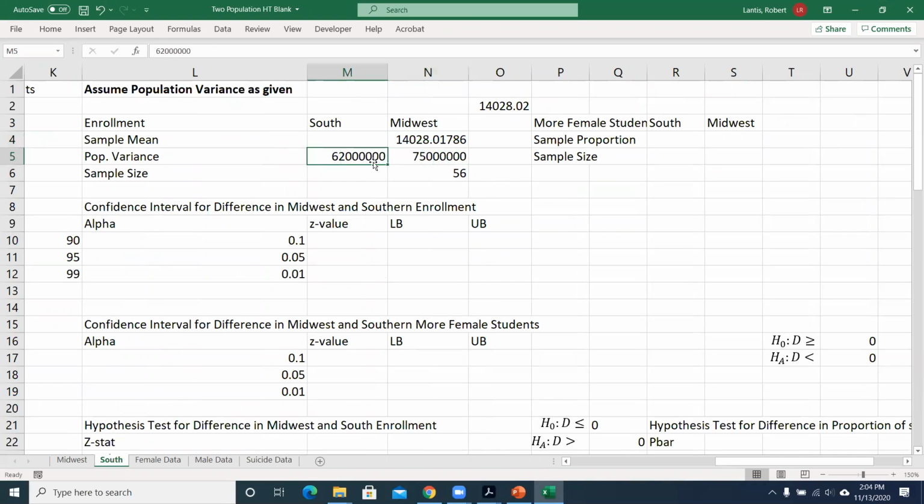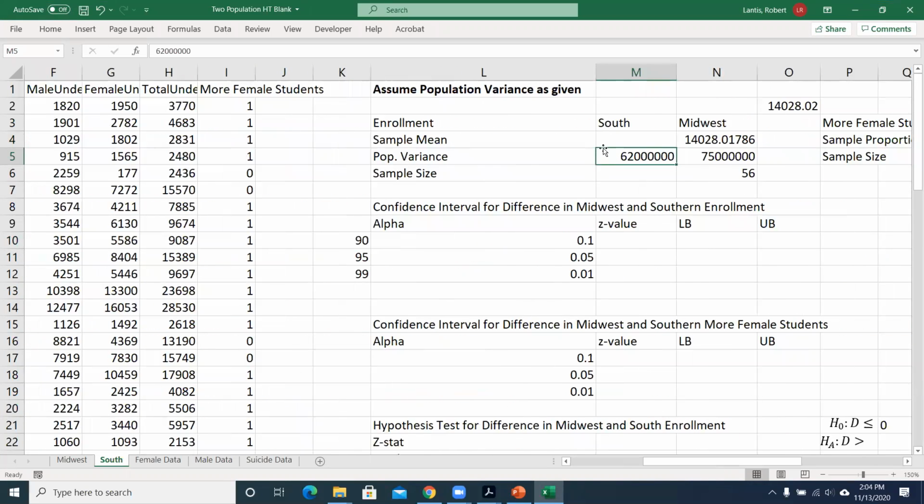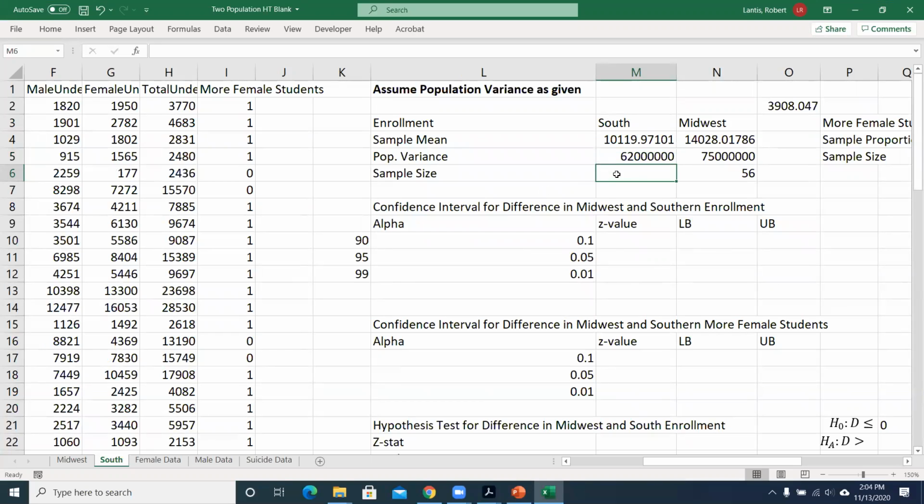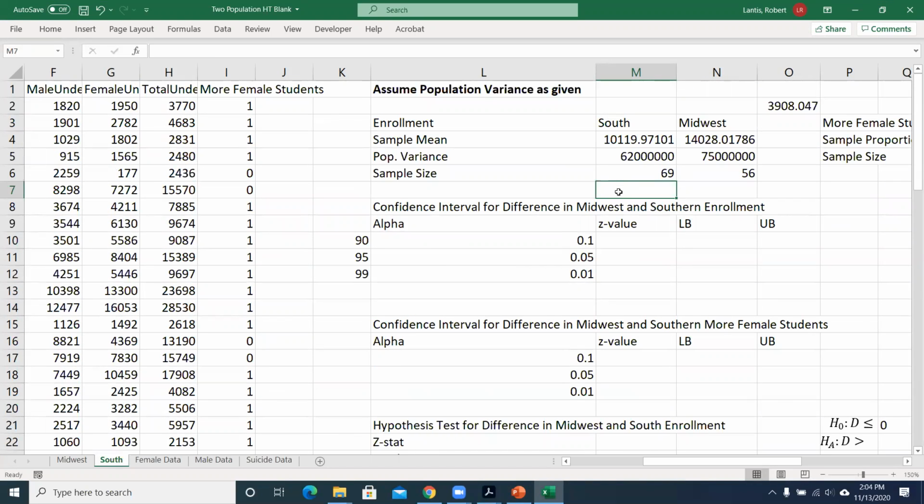We have assumed true population variances. And for this data set, I have a collection of Southern universities, a sample. So I can find the sample mean for these Southern universities for this total undergraduate enrollment variable. I can get my sample size by using that count function. And now I've really got everything I need to build confidence intervals and do hypothesis testing. I've got each population's sample mean, the population variance for each of the 2 populations, and now my sample sizes.